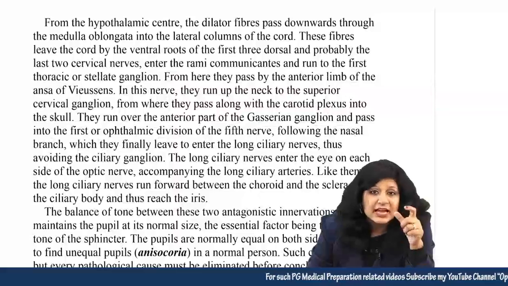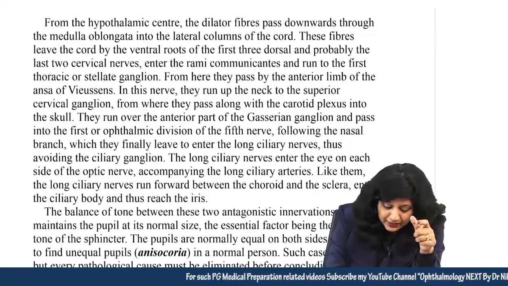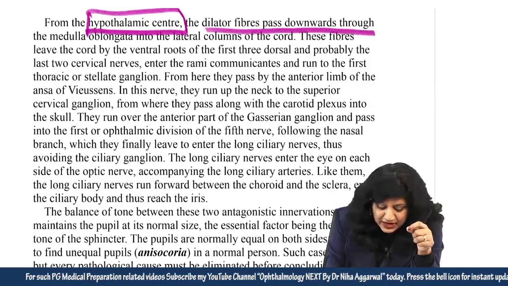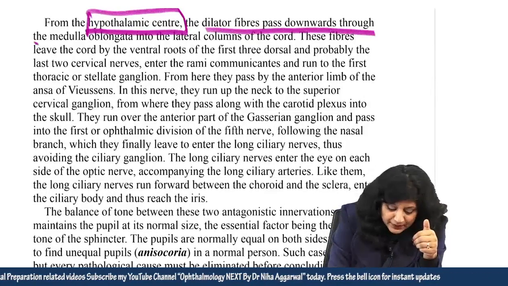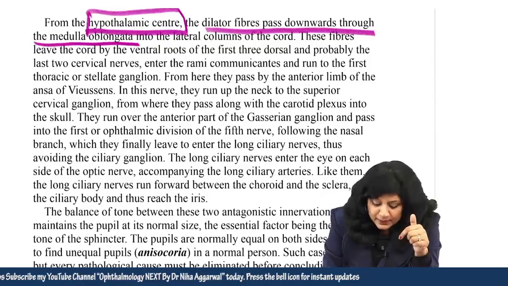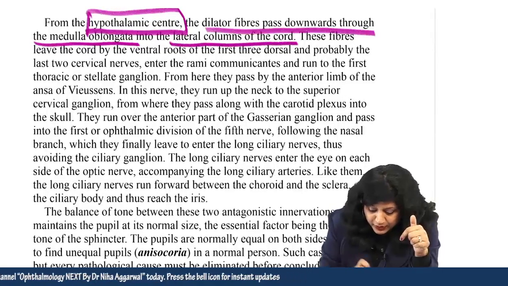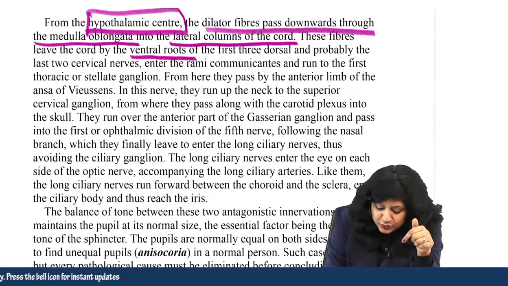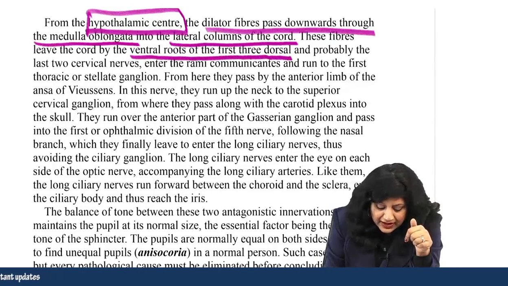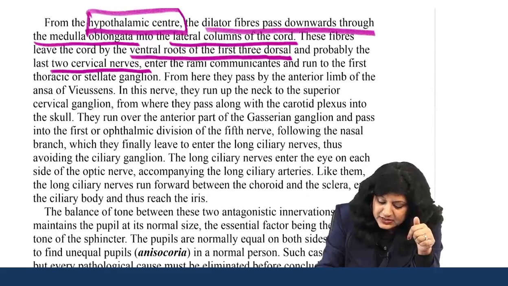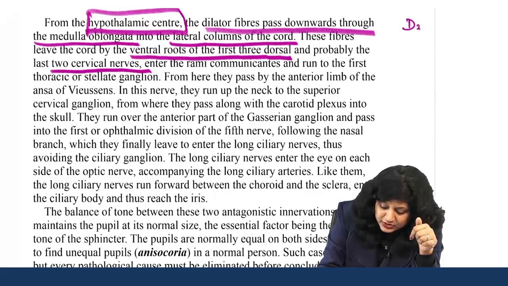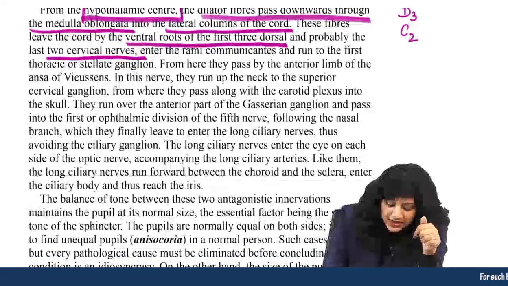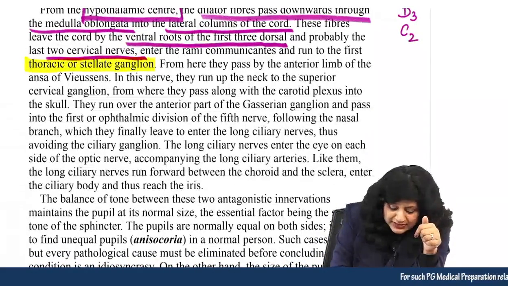Now from this hypothalamic center, what is happening? We also have the dilator fibers which pass downwards through the medulla oblongata. From the medulla oblongata, they go into the lateral column of the cord. When these fibers pass through the cord, they leave it by the ventral roots of the first three dorsal and also the two cervical nerves, and ultimately they go into the thoracic or stellate ganglion.